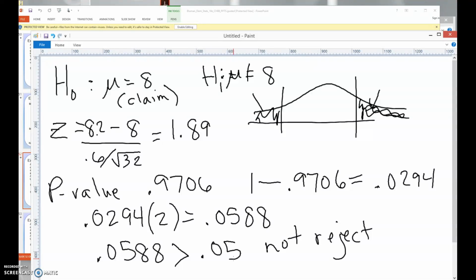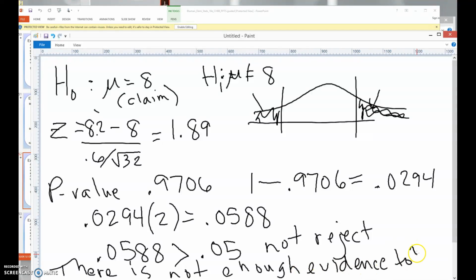Now that we know we're not going to reject the claim, which was this up here, we're going to say there's not enough evidence to reject the claim that the average wind speed is 8 miles per hour. That is how you would write it out. There is not enough evidence to reject the claim. Okay. And that is how you work through a two-tailed test. Notice the only difference between a one-tailed and two-tailed test is that we had to take that p-value and multiply it by 2 to compensate for those two values.